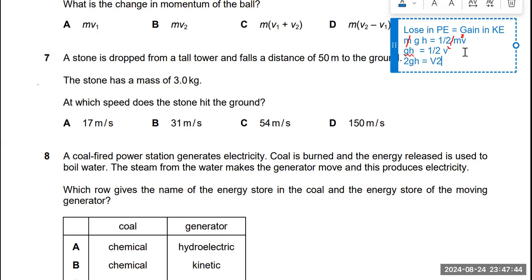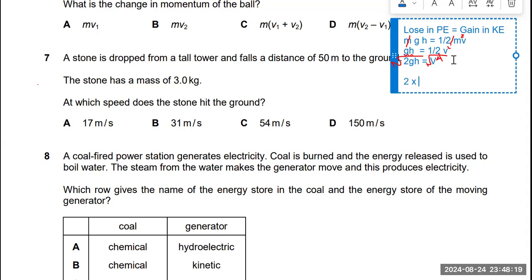I will write here v square. Then you have to find only v. To remove this square, you have to take the square root on both sides, this one and this one. The 2 will be cancelled out with that. Root means square root, not root means square. And you have to put the values in that formula, then you can easily understand.